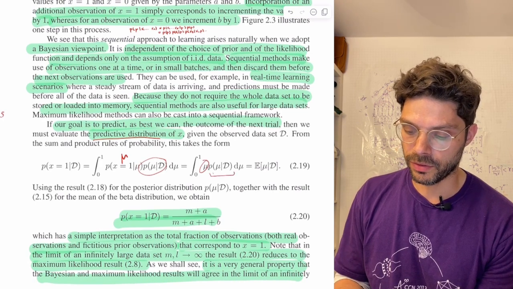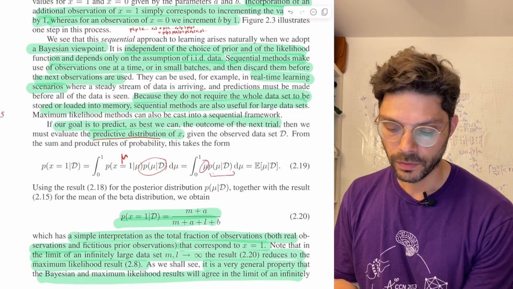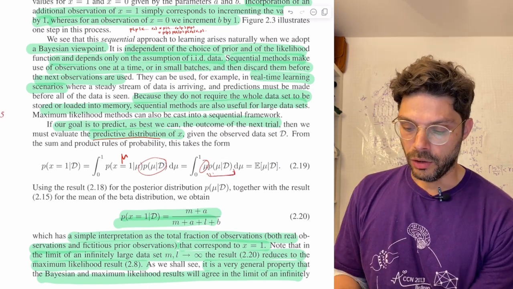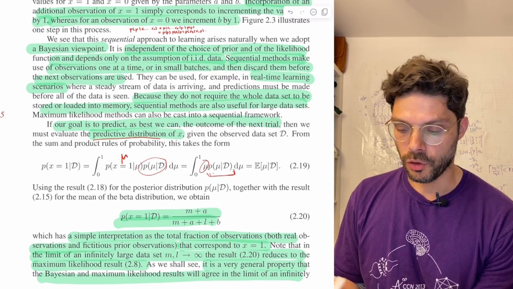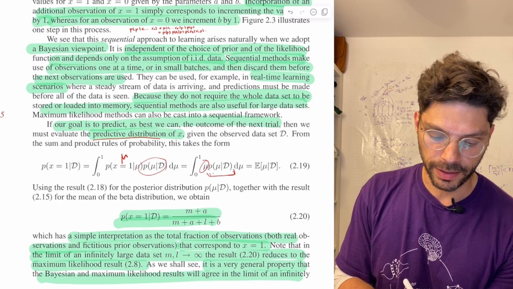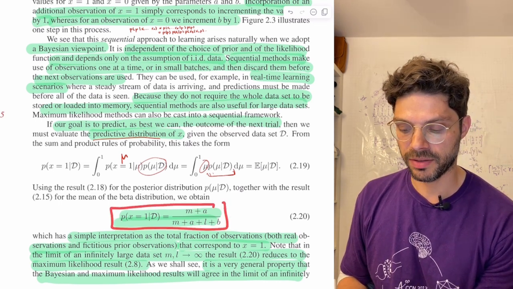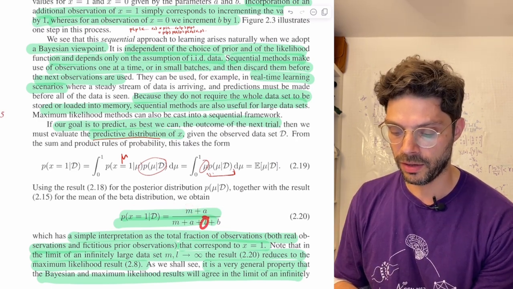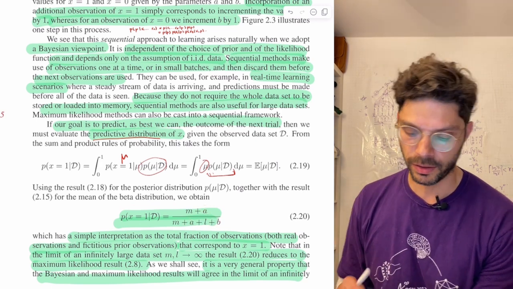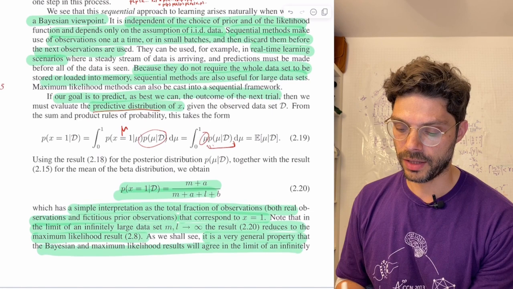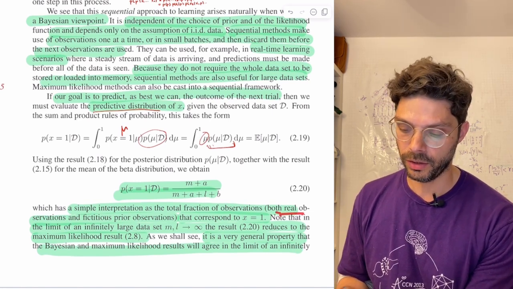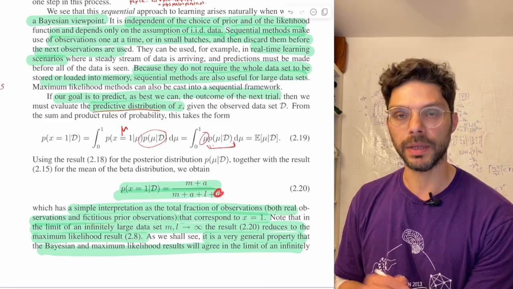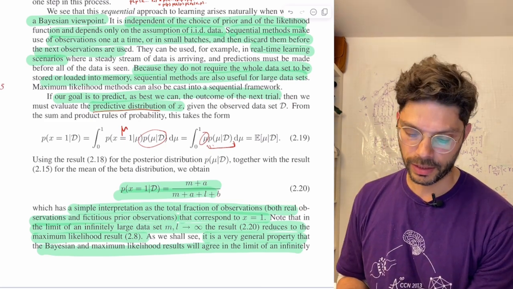And we've already got it. So this is kind of the expectation of mu. We know that this thing is a beta distribution. So essentially what we're computing here is the mean of the beta distribution, and we already have the result above as to what that is, which is m plus a over m plus a plus l plus b. So remember m was the number of heads you've seen in your current data set, l is the number of tails, and a and b were the prior number of heads and tails. And this has a simple interpretation as the total fraction of observations, both real, that's m and l, and fictitious prior observations, that's a and b, that correspond to x equals 1.